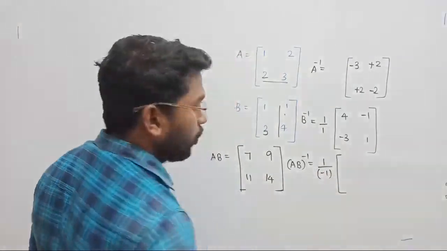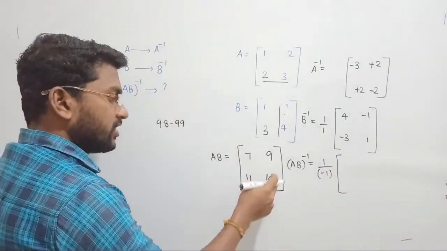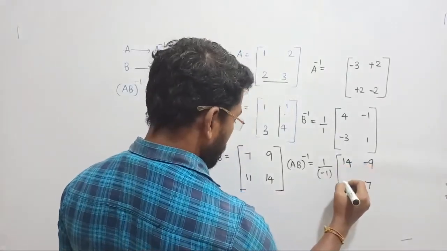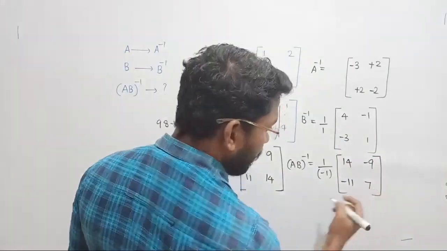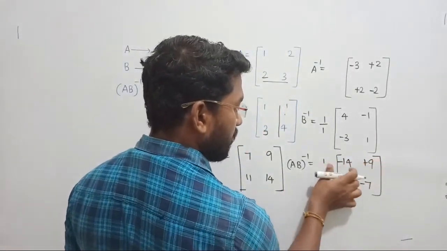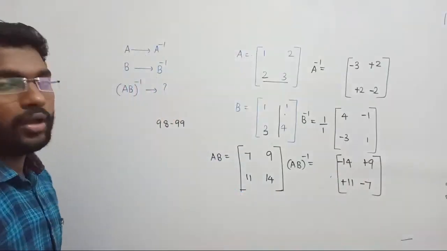Let us see how we find out the adjoint of the matrix. Interchange the position of the diagonal elements 14 and 7, and change the sign of the off diagonal elements. But afterwards we have to pass this minus inside, giving minus plus plus minus. Clear? That's all. That is AB whole inverse.